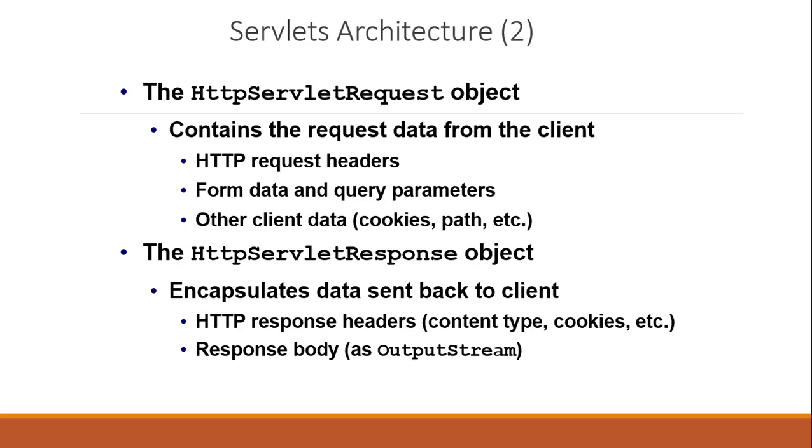HTTP request header. In a request header they mention from which client the request has come, meaning the client ID may be there, or also the server ID, like on which server they want this kind of data to be available. So these always come under the category of HTTP request headers. Now form data and query parameters: whatever you want to fill in your form is form data, and the query parameter is what you want to ask from the user. The other client data like cookies and paths come under the category of other client data.